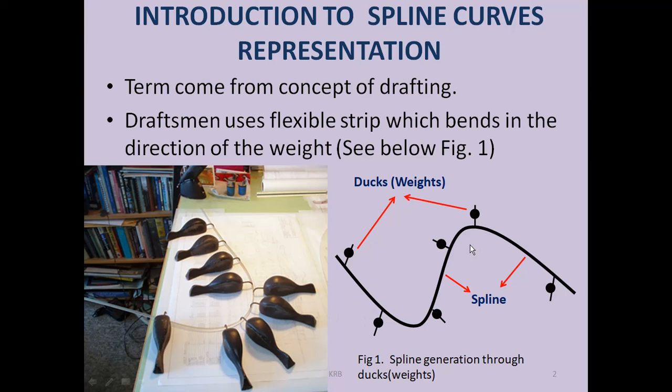Similarly, in the second diagram you can see the weights are shown. Those are known as ducks, and the curve represents the spline. So as you can see, the spline or the curve bends towards the attached weight. This is how the term spline curves was formed.